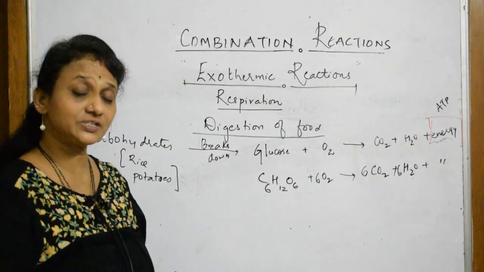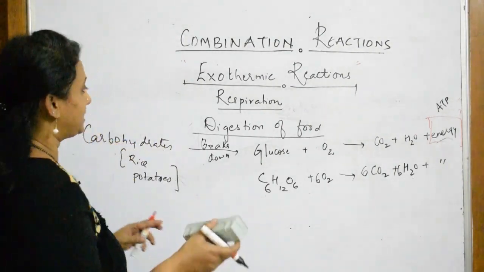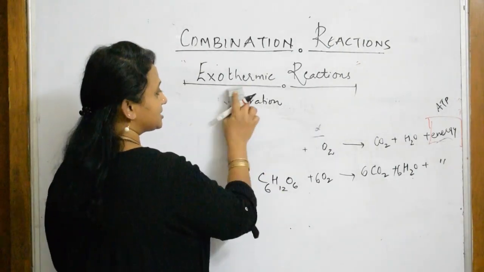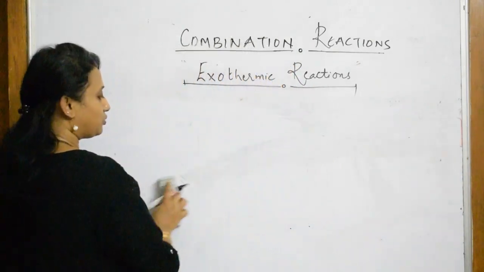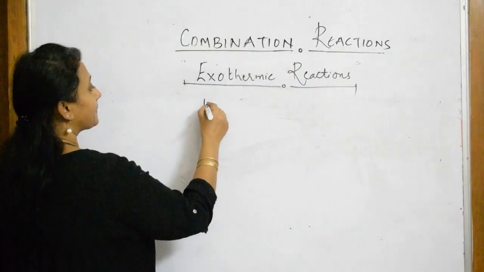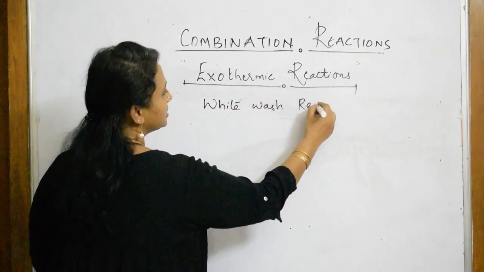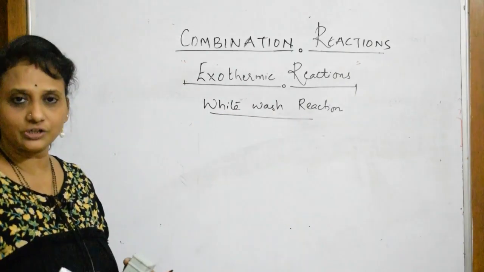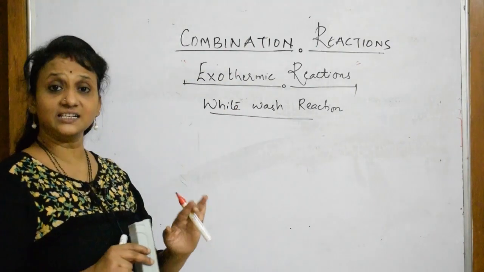Now next I need to take the reaction that is nothing but the whitewash reaction. Let us write that the next type of exothermic reaction is nothing but the whitewash reaction. Here, whitewash reaction, that's fine, but what actually should you remember? Let's see. Again, this is also an example of exothermic, energy is released.